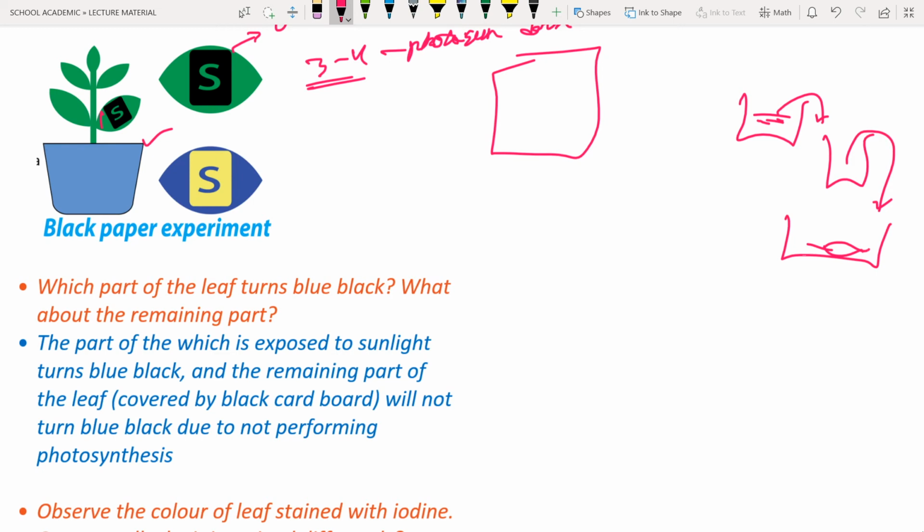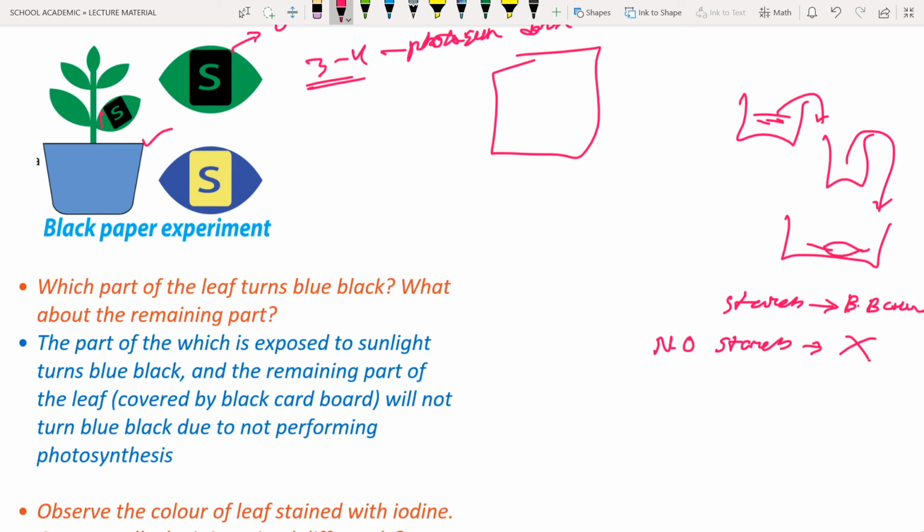What will happen if you pour iodine solution or betadine solution? If starch is present, it is going to show the blue black color. If starch is not present, if the leaf doesn't have starch, no color will be shown. No color means it has a pale yellow color. This is the identification test for the starch.